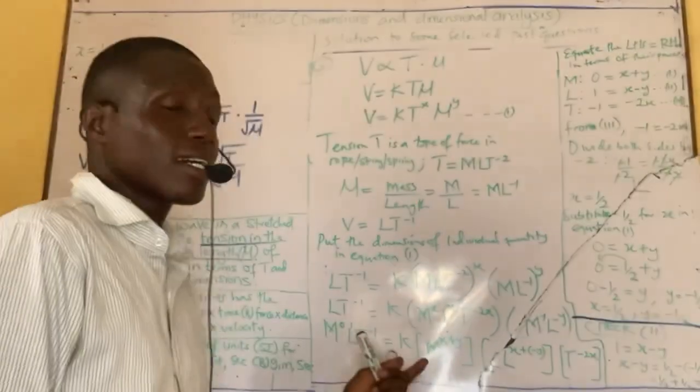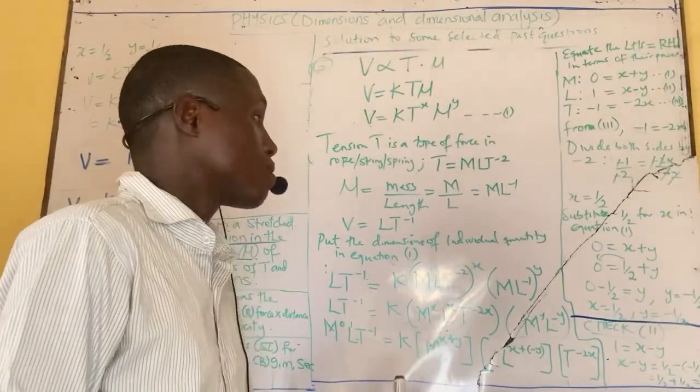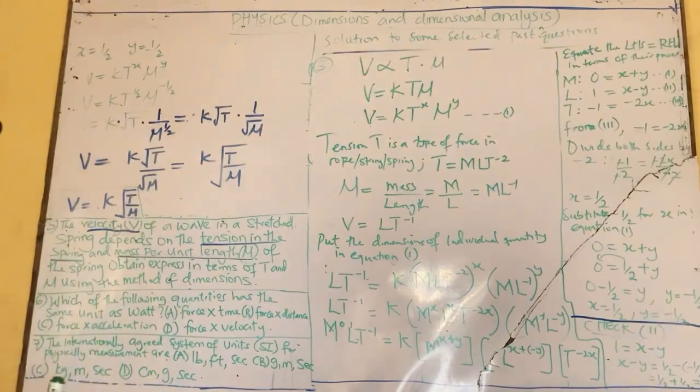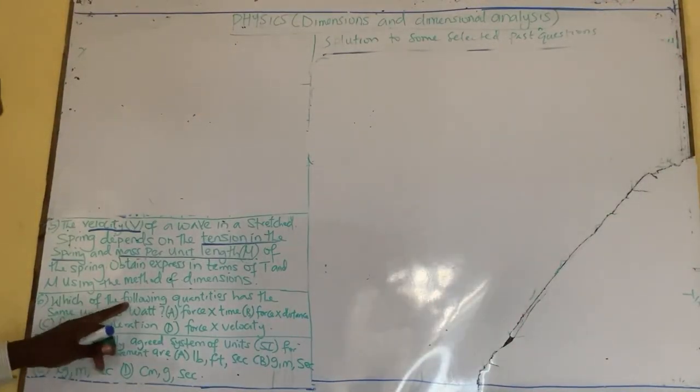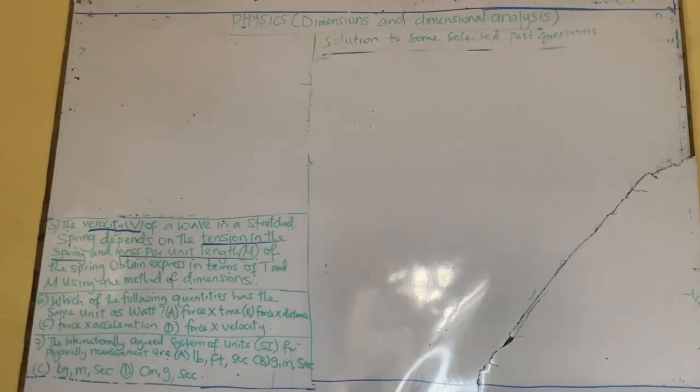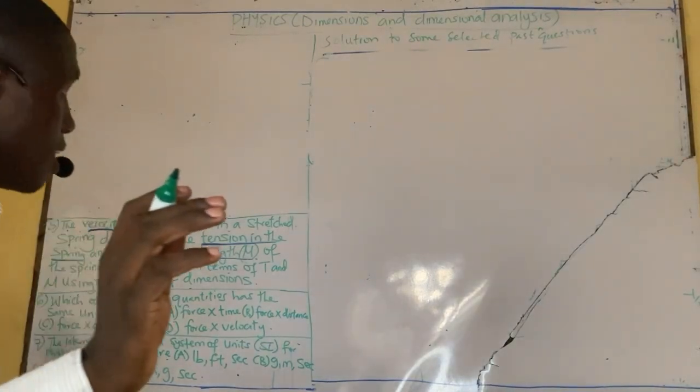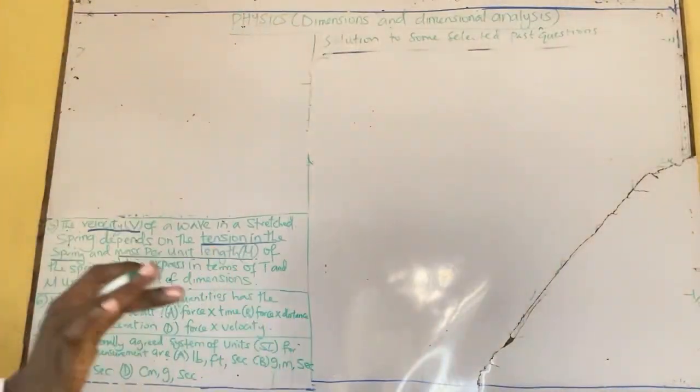This is a WAEC 2020 past question. So now let's quickly go to number 6 question. Which of the following quantities has the same unit as what?